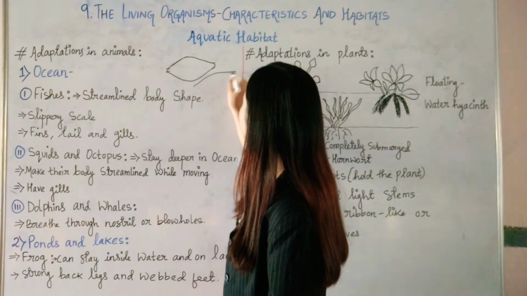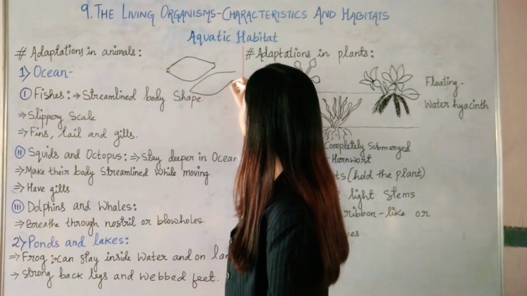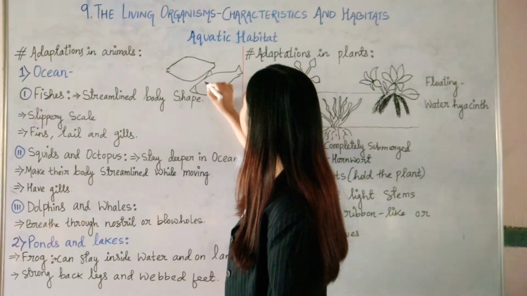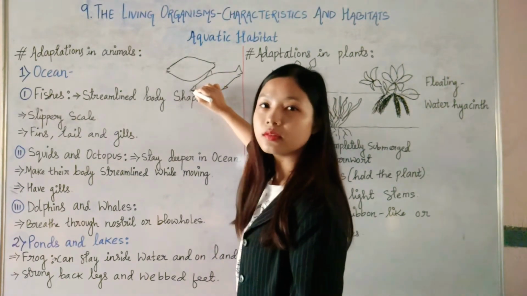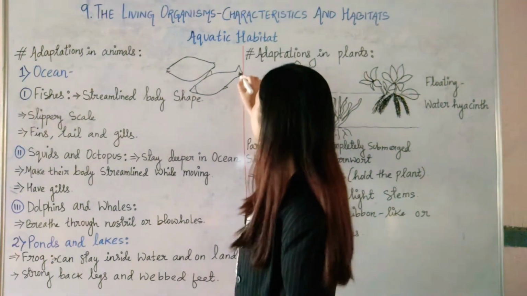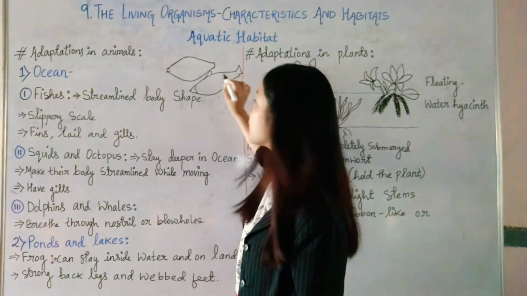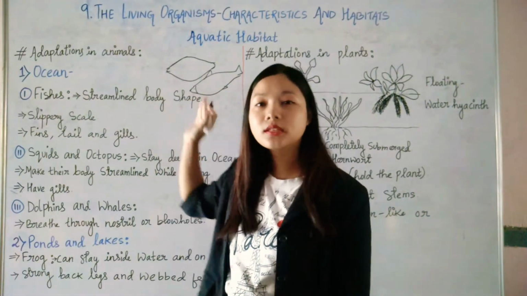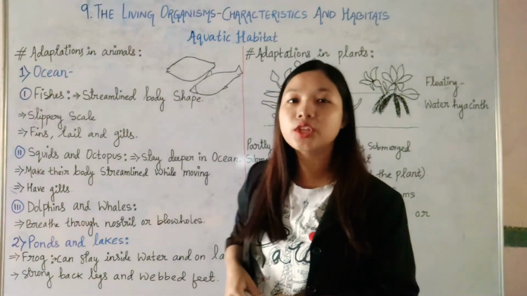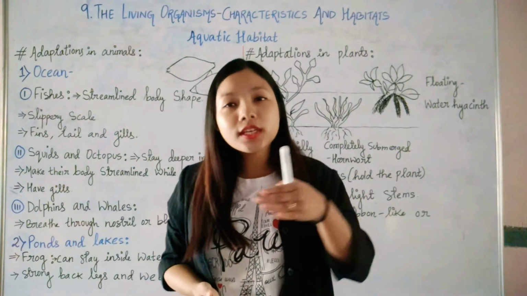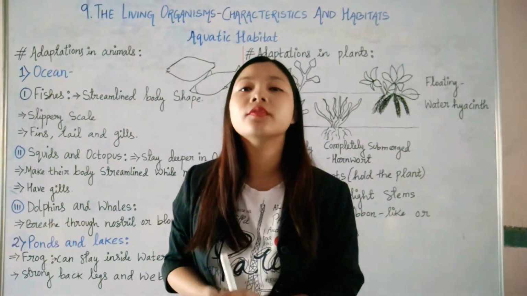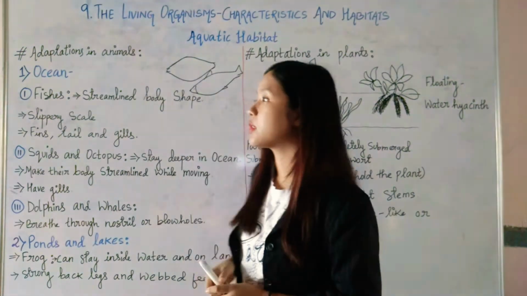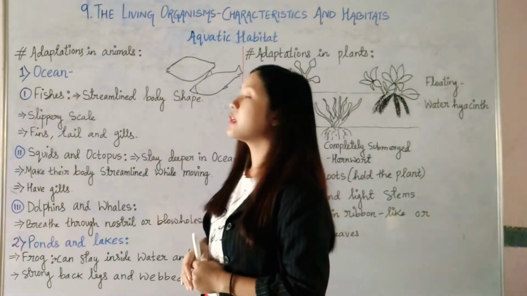Usually most of the fishes have a shape like this. So they will have the head pointed, the tail part pointed and the middle body part is wider. This type of streamlined shape helps the fishes to easily swim through the water with the least resistance to them. Next is slippery scales.